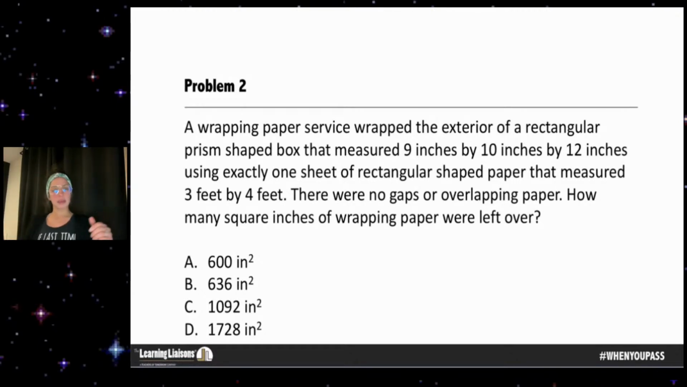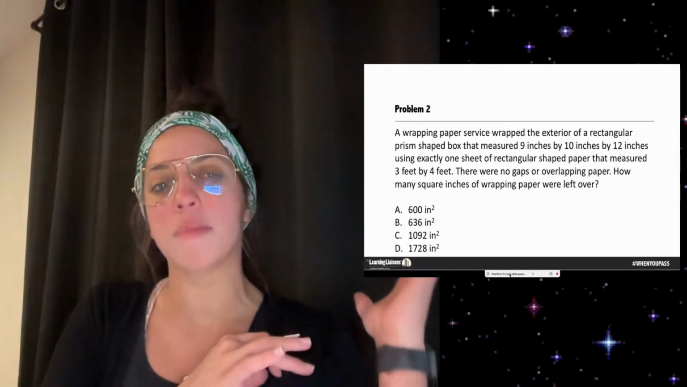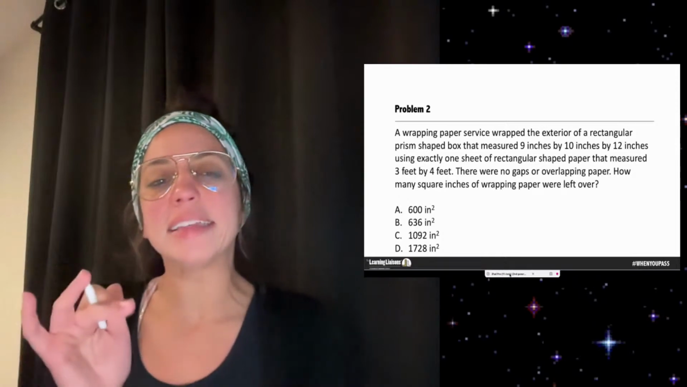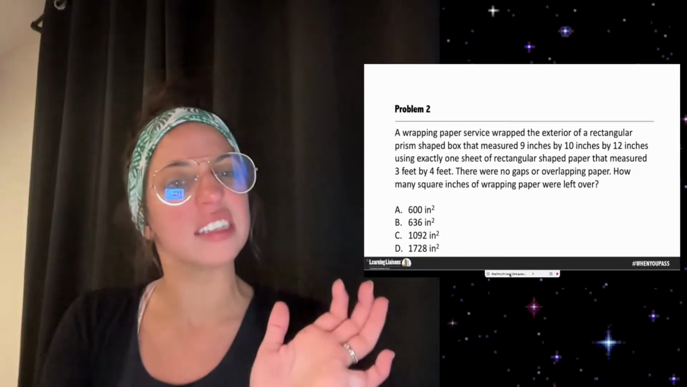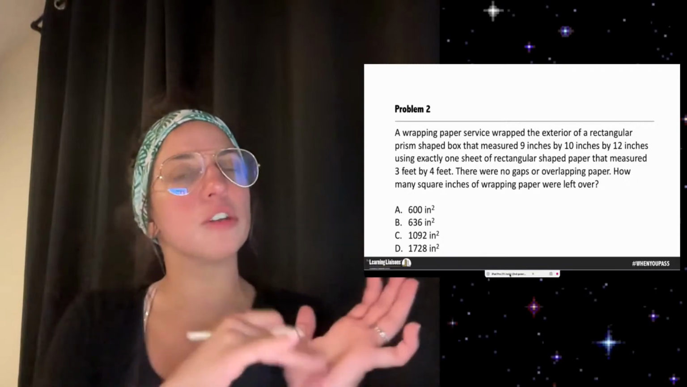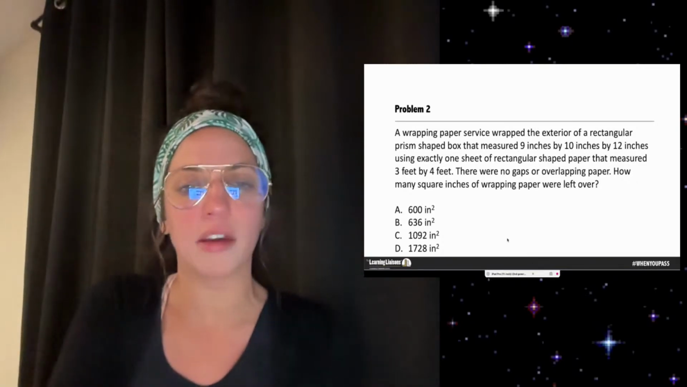So this is an interesting problem. This is a geometry problem. And it's a problem that is really talking about surface area, but our brain wants to think that we're doing volume. It's a problem that makes us think we're doing volume, but we're really doing surface area. Let's take a look at how to solve this problem.